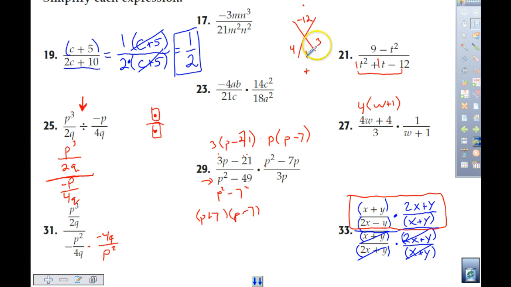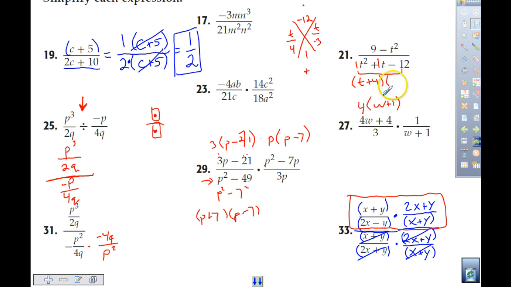Probably 4 and 3. Which one's negative? Yeah, negative 3. So 4 times negative 3 is negative 12. 4 minus 3 is positive 1. So we have t plus 4 and t minus 3. Again, that's something that we want to get down to maybe 7 seconds or less. If I say negative 12 and 1, you should come up with 4 and negative 3 pretty quickly.